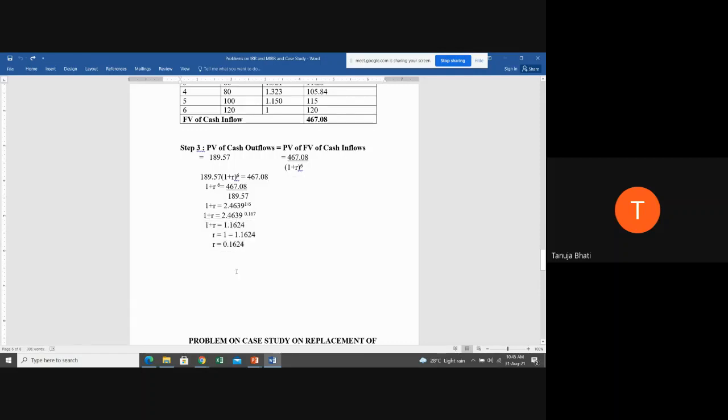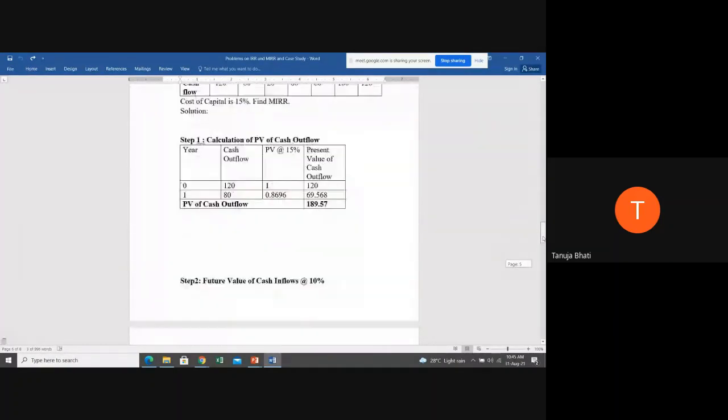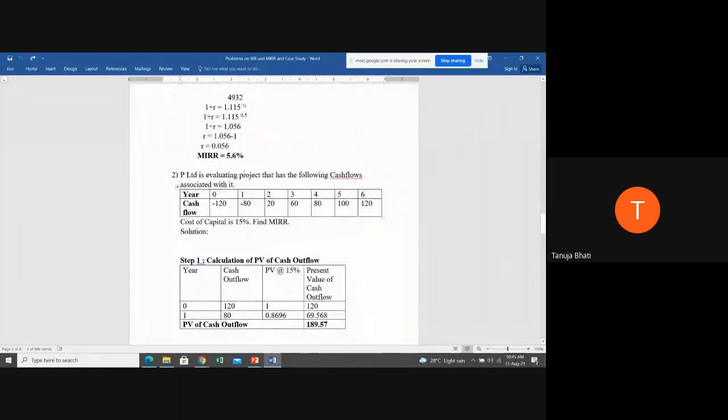Now here you got it as 0.1624. Rate is always in the form of percentage, therefore you have to multiply it with 100. So your rate is 16.24%. Now tell me whether you will accept this proposal or reject it. Your cost is 15%. Your MIRR is 16.24%. Are you going to accept it or reject it? Accept the proposal. Very good.